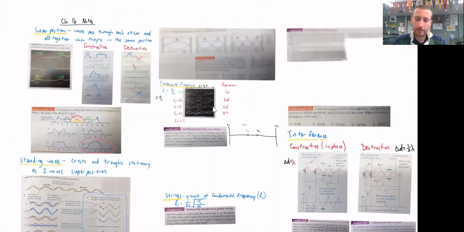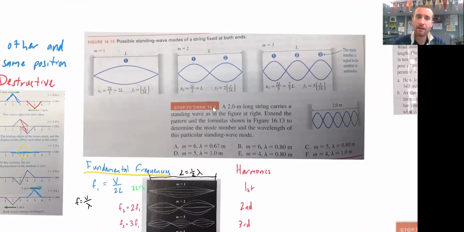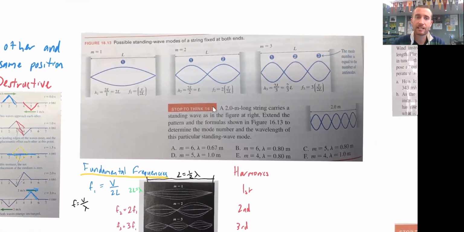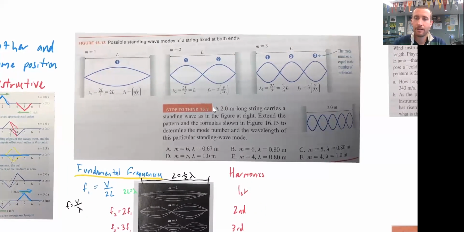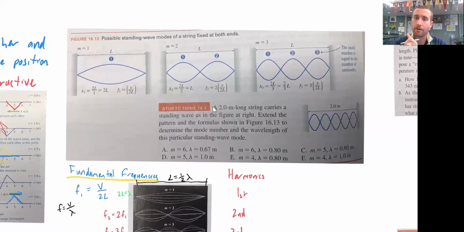So let's take a little bit of a look at standing waves. Possible standing wave modes of a string fixed at both ends. And I've got different equations here. The mode number is equal to the number of antinodes.